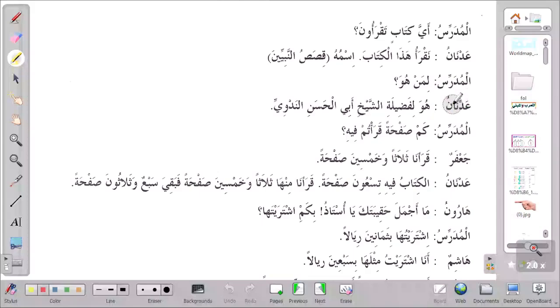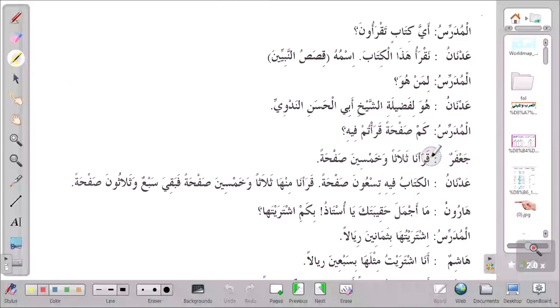So Adnan says: هو لفضيلة الشيخ أبي الحسن الندوي. So he's saying that it belongs to the Honorable Sheikh Abul Hassan al-Nadwi. He is the author of that book. So al-Mudarris, the teacher, says: كم صفحة قرأتم فيه؟ How many pages have you read from it?